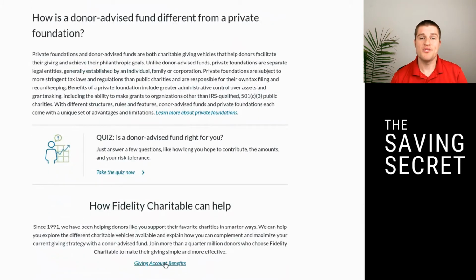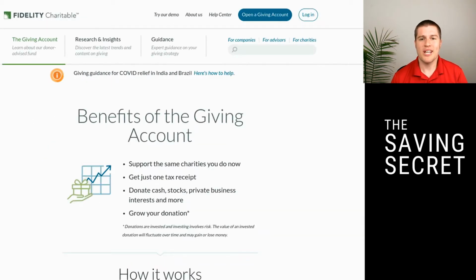So let's look at the benefits and what it costs. How much does it actually cost? This sounds all well and good, but are there account maintenance fees, those things? Let's look at it.